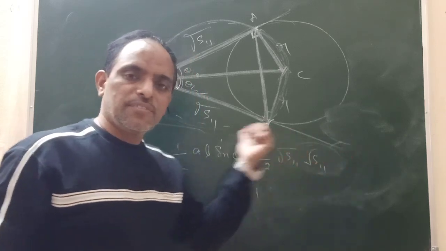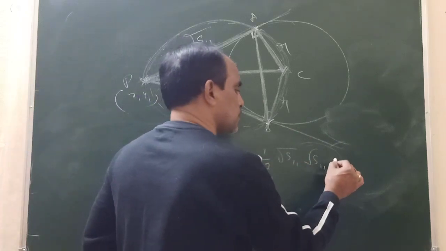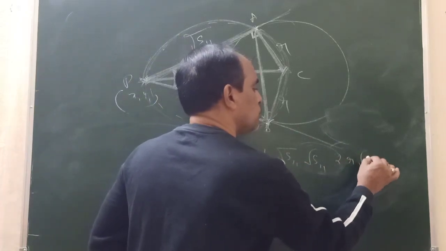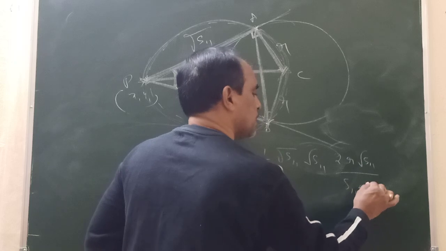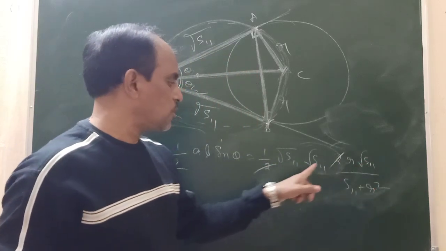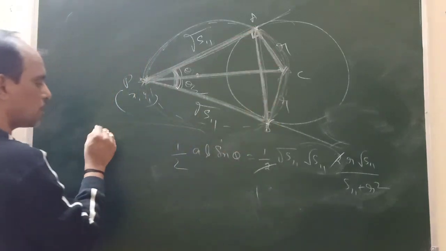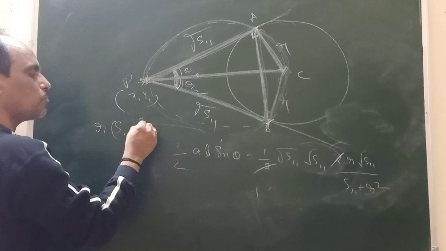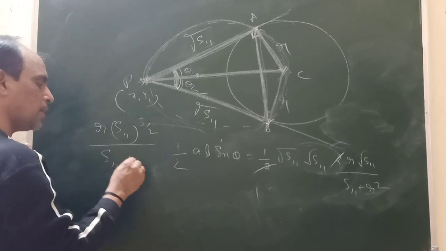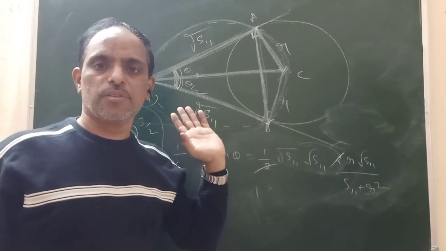So half AB, root S11, root S11, sin theta. I already told you, tan theta by 2 is equal to r by root S11, I already wrote that. That is, sin theta is equal to 2r root S11 by S11 plus r square. So 2 gets cancelled. So the area of this triangle is nothing but r into S11 power 3 by 2 by S11 plus r square. This is the area of this triangle.